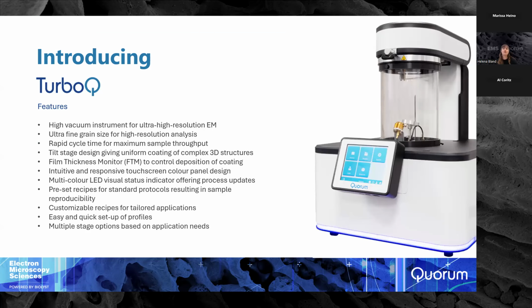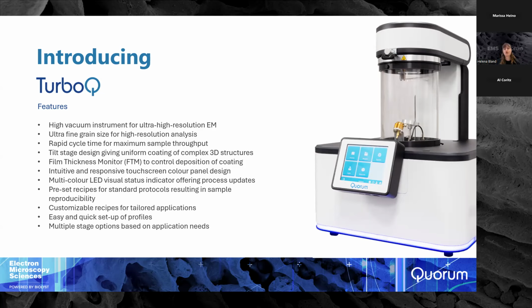So just to let you know a little bit about our products at Quorum and EMS. We have a turbomolecular pumped coater known as the TurboQ, and this is either the TurboQ S, TurboQ E, or TurboQ ES. This is our instrument that we recommend for ultra-high resolution electron microscopy. The reason for that is it's got a turbomolecular pump, so it's able to get to much higher vacuums compared to our rotary pump system.